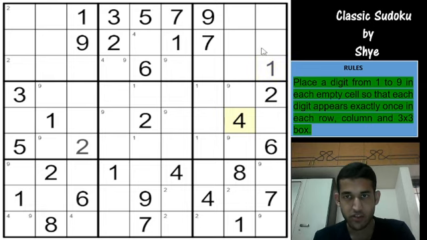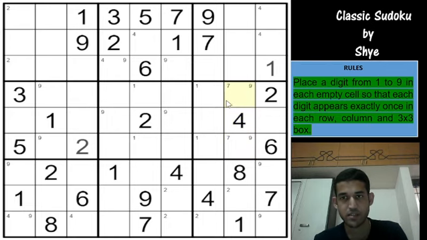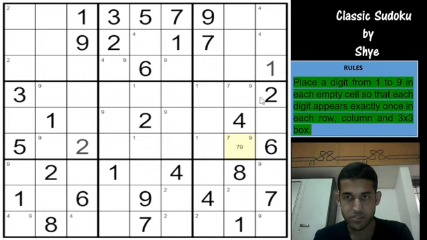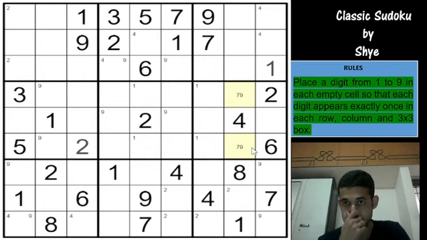Okay, so 4 is now reduced in possibility, so let me mark the 4's there. And 7 is in column 7 and column 9, so that gives me a 7 in one of these 2 cells, and that has allowed us to see a pair. So 7 9 goes here. Let me remove the corner pencil marks.